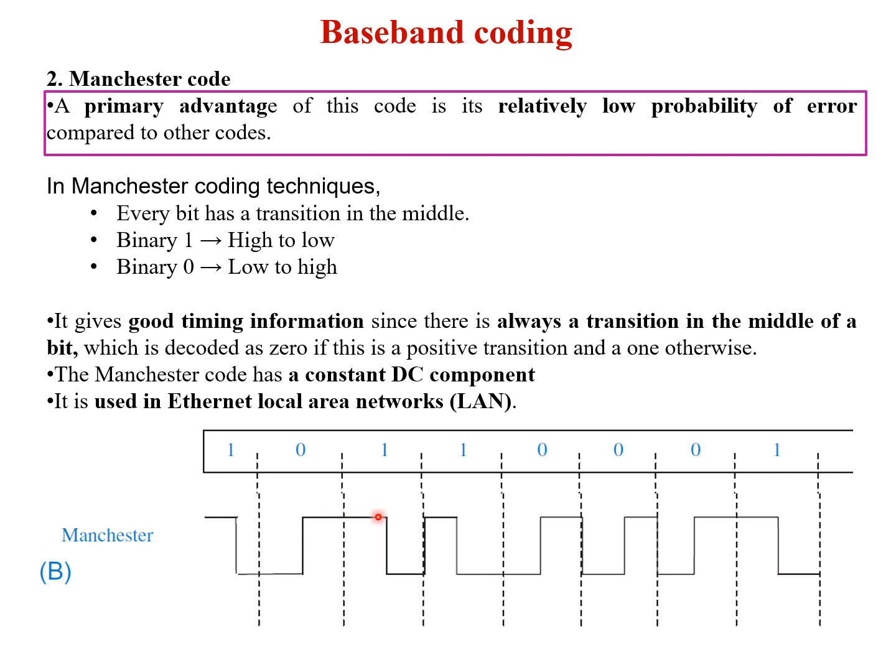Again 1, positive to negative. Then again 1, positive pulse followed by negative pulse. Then 0, negative pulse followed by positive pulse. Then 0, negative pulse followed by positive pulse. Then 0, negative followed by positive. Then 1, positive followed by negative. So like this the data is represented in Manchester coding technique.